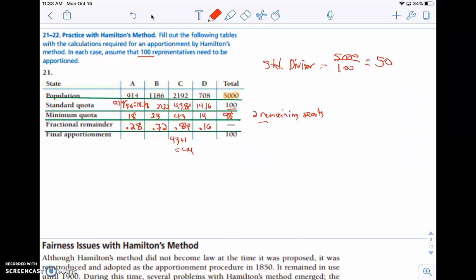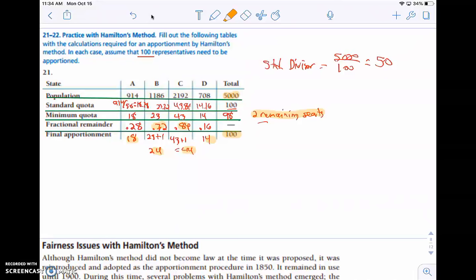The next highest is state B, which has the fractional remainder of 0.72, so it takes 23 and we add 1 more, so it gets 24. And then state A and state D get the minimum quota that they had. And notice if we add together 18 plus 24 plus 44 plus 14, we now have our total of 100 seats. So for the 2 remaining seats, we had to look at the fractional remainder and then divvy those out to those who had the biggest fractional remainder.